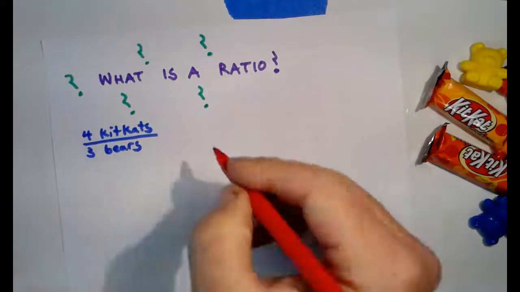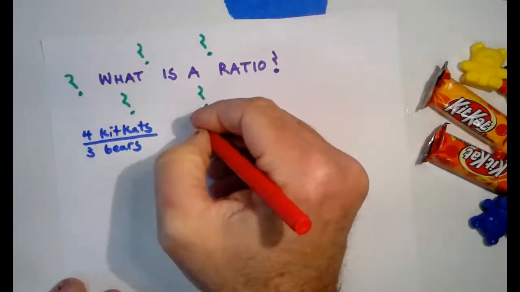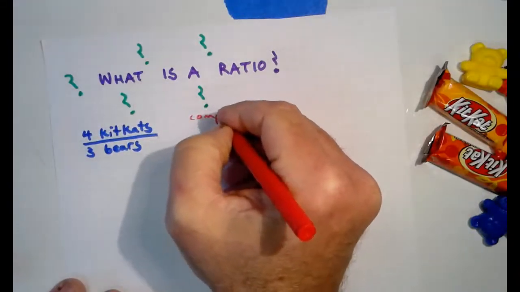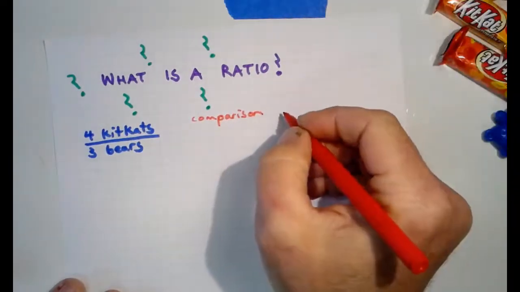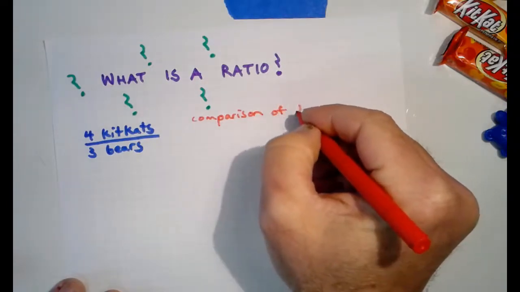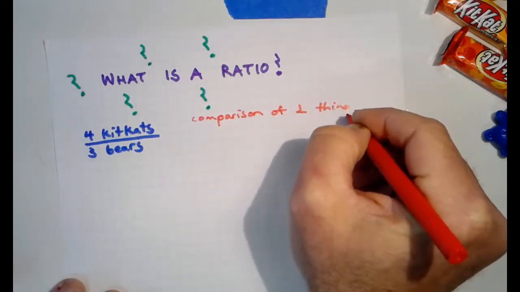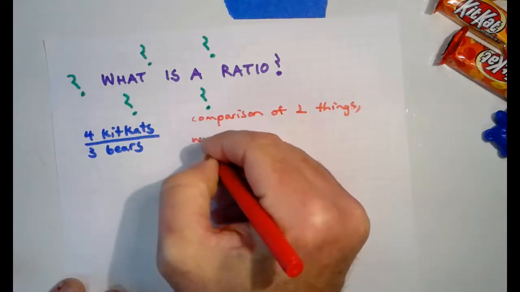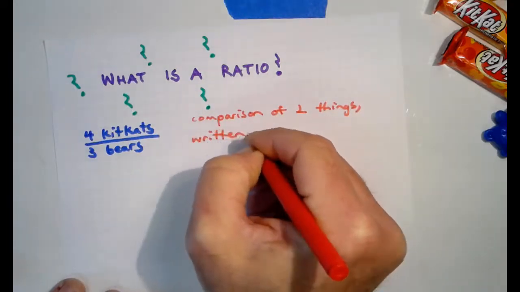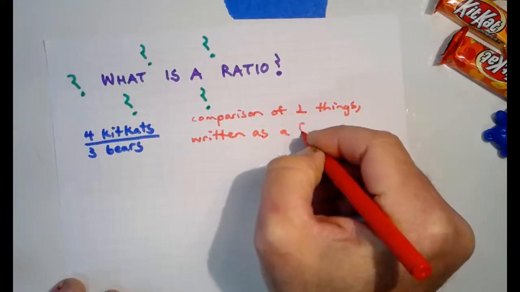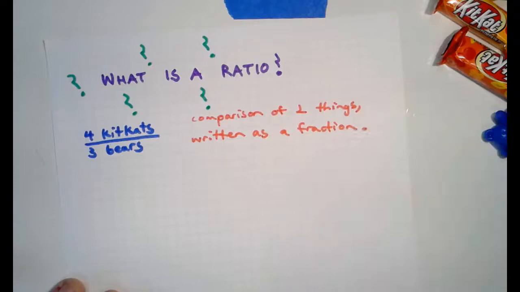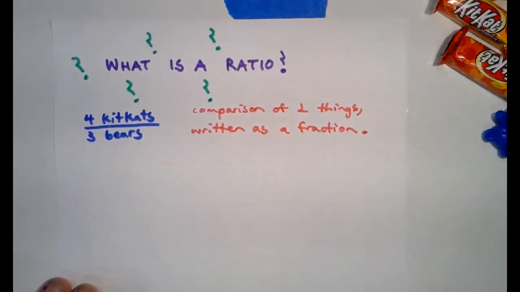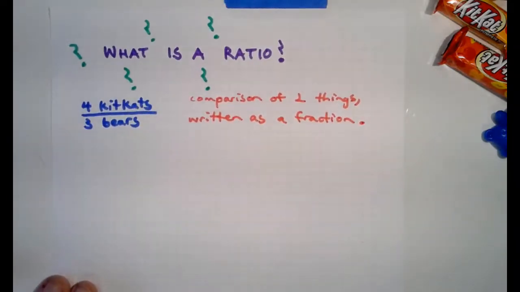Here's what I mean. A ratio, by definition, is a comparison. Ooh, brand new pen. I hope it works okay. A comparison of two things written as a fraction. Boom. There's our definition. There's our example. Right? Let's just make sure we have a very clear understanding of this.